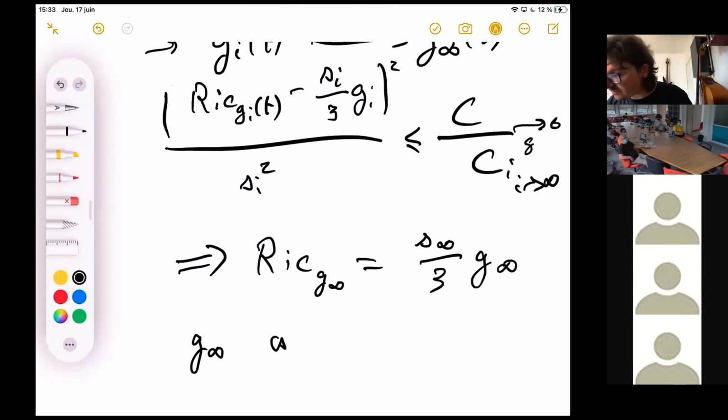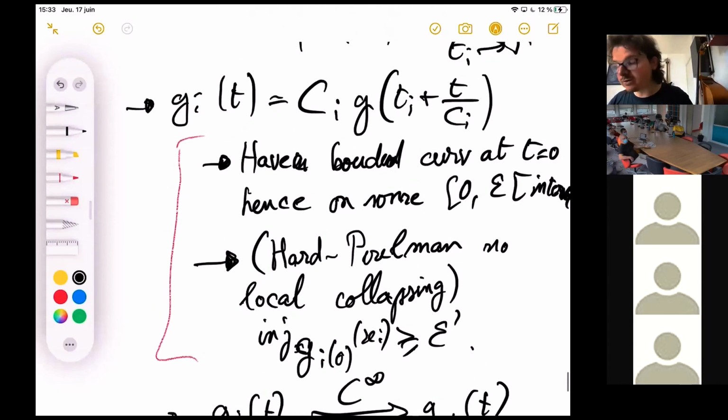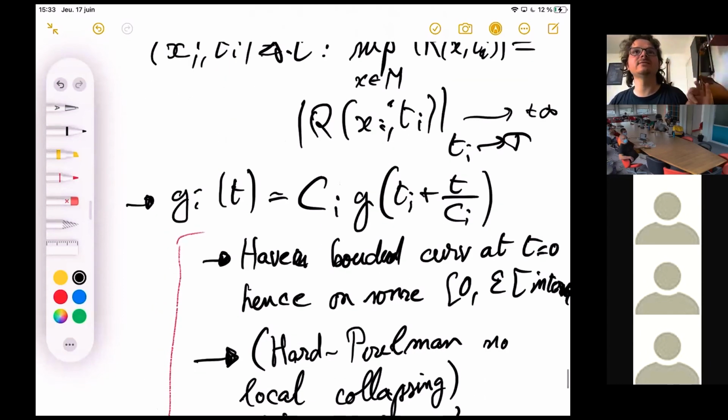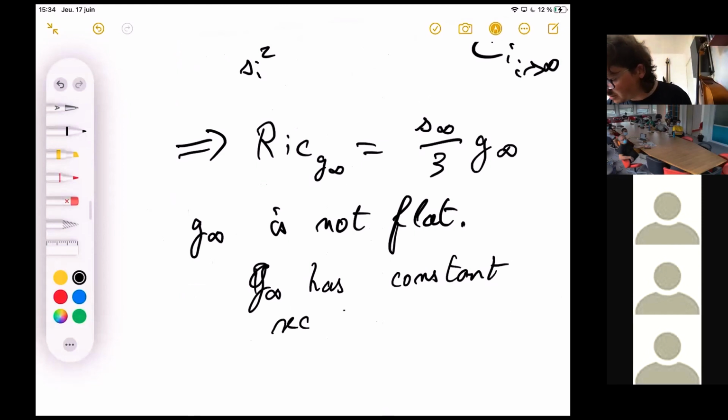Moreover, g infinity is not flat, because you rescaled it in such a way that the curvature is 1 at that point xi. Since we have smooth convergence, the curvature converges, and we get that. So g infinity is not flat, hence, and the Ricci curvature is non-negative, so g infinity has constant sectional curvature.